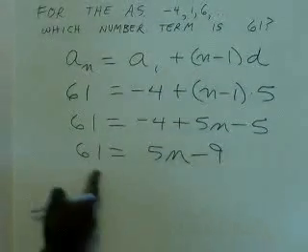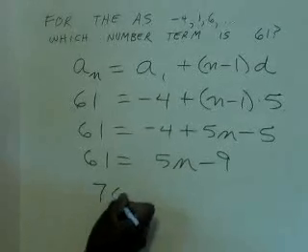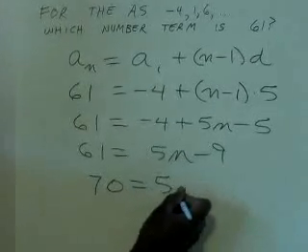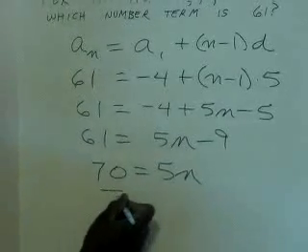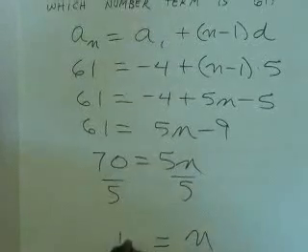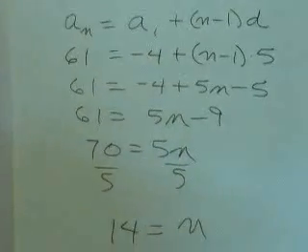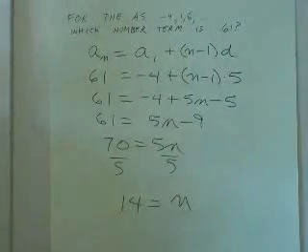Add 9 to both sides. Add 9 to 61, and that is 70 equals 5n. If we divide by 5, n is 14. So 61 is the 14th term in this sequence.